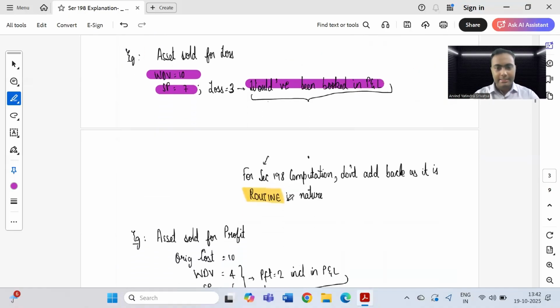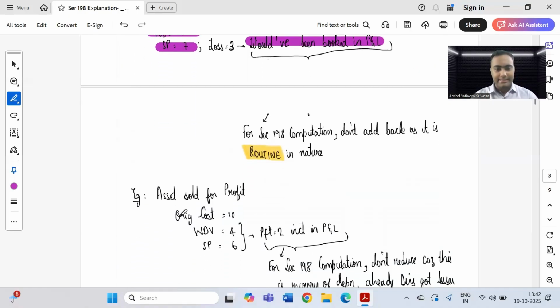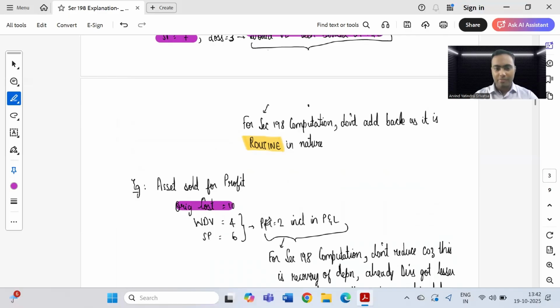Okay. Next, let's come back to asset sold for profit. Let's say the original cost of the asset is 10. Let's say the written down value is 4. Let's say the selling price is 6. So what would be the profit? Please don't say that it's a loss by looking at original cost of 10, selling price of 6, right? No, it's not a loss because you have sold the asset over and above the WDV. Your WDV is 4. You have sold the asset at a selling price of rupees 6. So it's a profit of 2 that will be included in your profit and loss account.